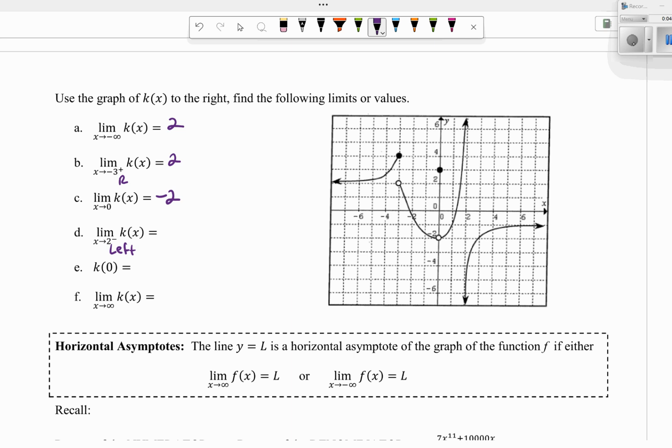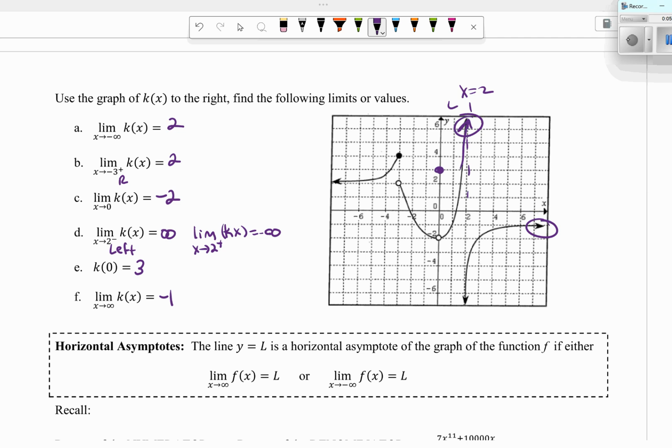Oh, sorry, not negative 2, positive 2. Okay, so say, I don't know, kind of hard to see that number, but 2 from the left. So here's a vertical asymptote at x equals 2. So this is the left side. So we're approaching positive infinity. If we did the limit as x approaches 2 from the right side, we would say for this function k of x would be negative infinity. K of 0 equals this closed circle here at 3. And limit as x approaches positive infinity, looks like we have an asymptote at -1.